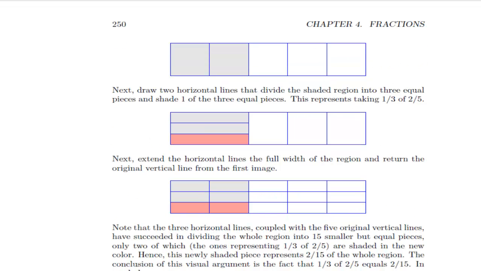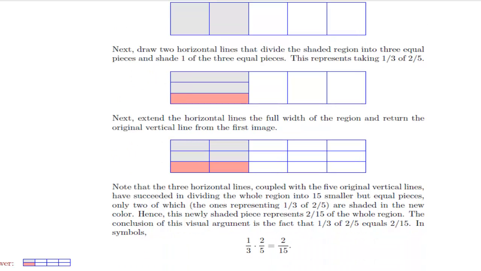Next, extend the horizontal lines the full width of the region and return the original vertical lines from the first image. Note that the 3 horizontal lines coupled with the 5 original vertical lines have succeeded in dividing the whole region into 15 smaller but equal pieces, only 2 of which, the ones representing 1/3 of 2/5, are shaded in the new color. Hence, this newly shaded piece represents 2/15 of the whole region. The conclusion of this visual argument is the fact that 1/3 of 2/5 equals 2/15.